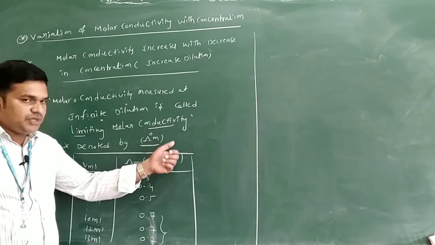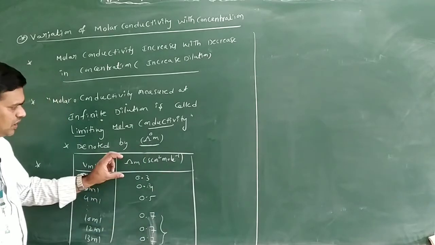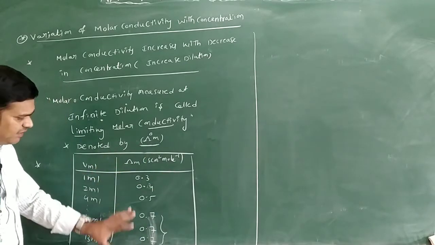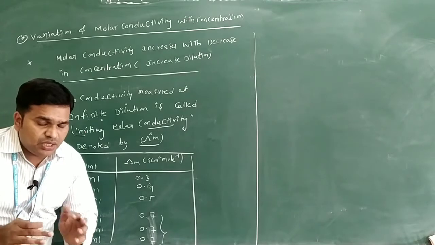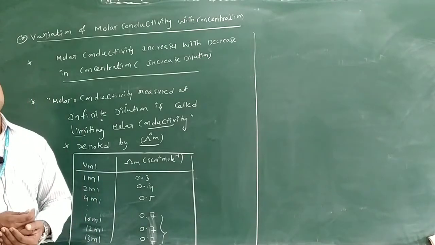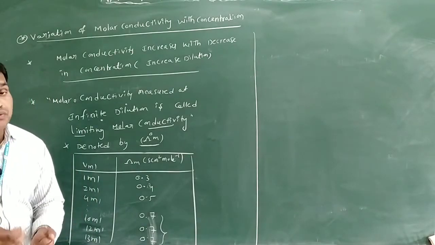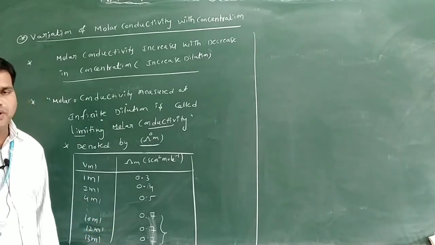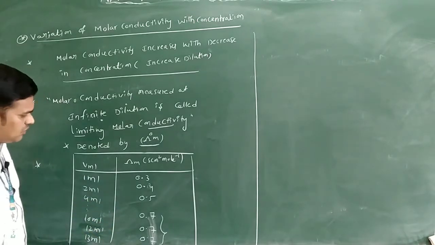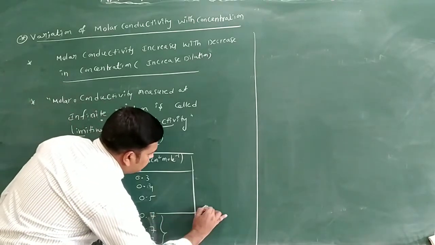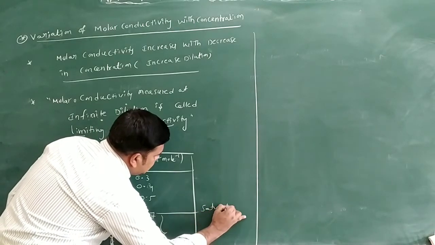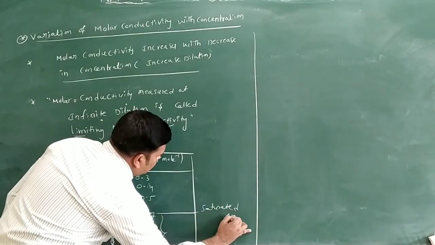Limiting molar conductivity. At this point, the molar conductivity of the solution becomes constant, even though you increase the concentration of the solution. This is particularly for a strong electrolyte. This is a saturated value only. This is a saturated molar conductivity.